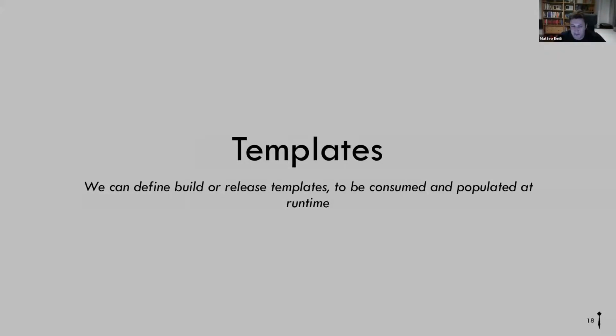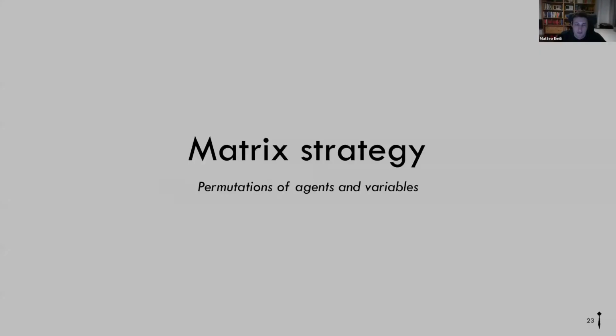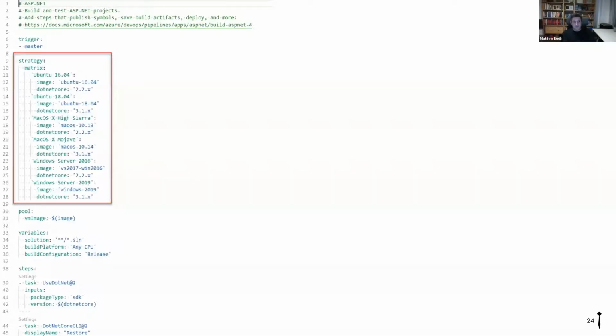Templates. We can define our YAML templates so that they can be consumed and populated at runtime. We have loops. Did you ever want to do a for loop in a pipeline? Like you have 5 inputs, you want to do 5 different things. That was not possible with traditional pipelines. Now we can do it. I'll quickly skip to that because I want to show you the demo of that. Matrices. So having a permutation of agents and variables. That's something that was very difficult to do with other build engines. Now it is extremely simple, something like this.